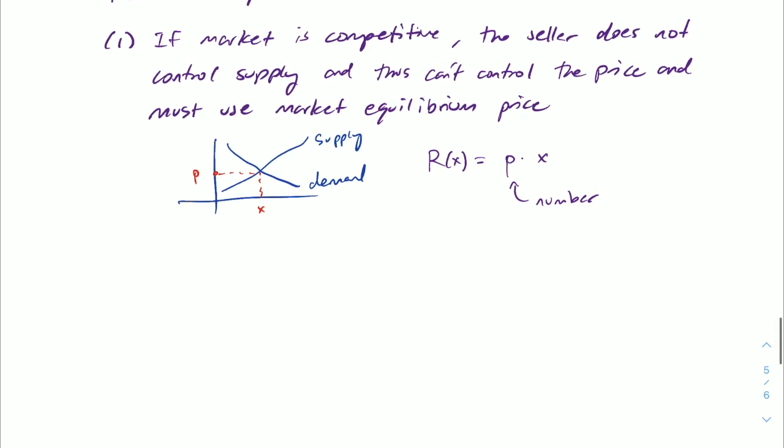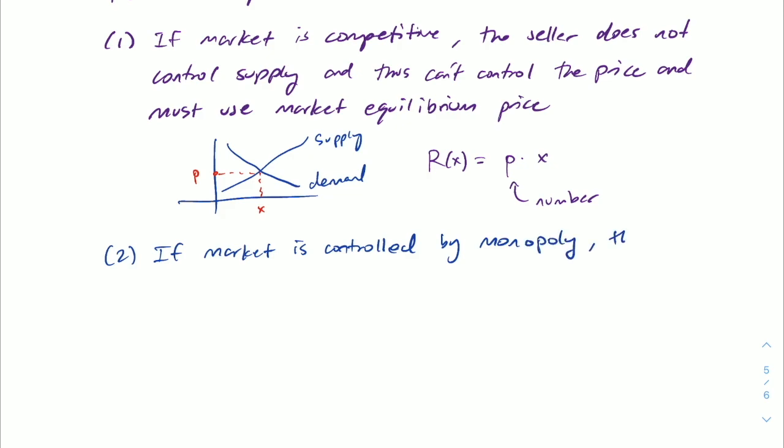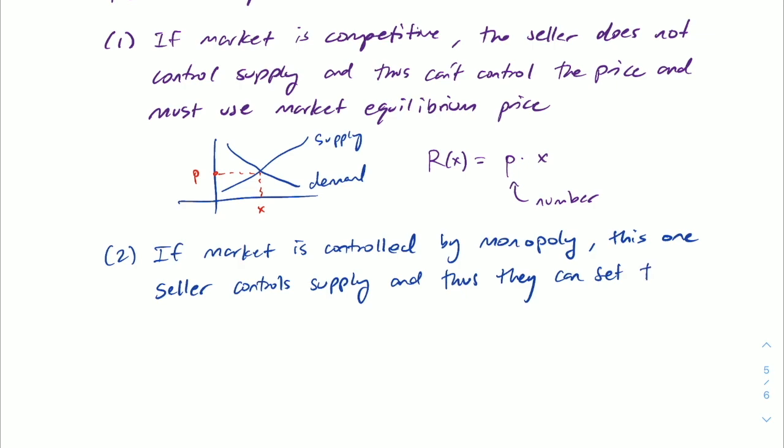All right. If on the other hand, the market is controlled by a monopoly, this one seller, this monopoly, controls the supply, and thus they can set the price to maximize their profits.